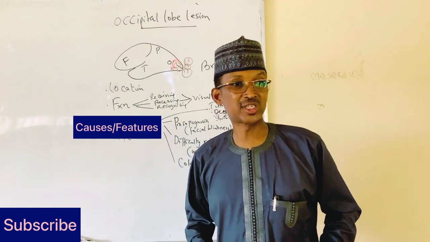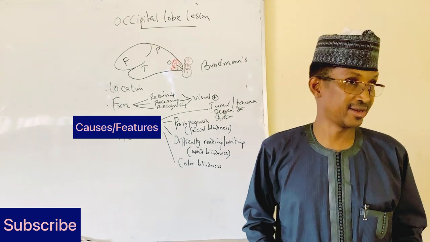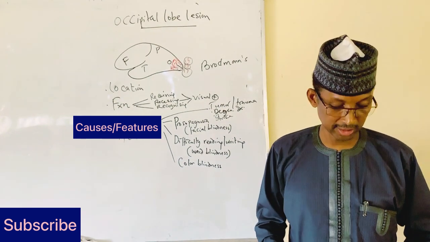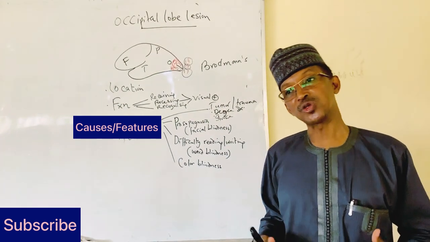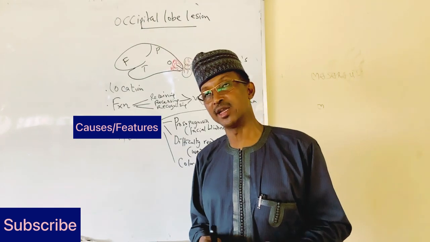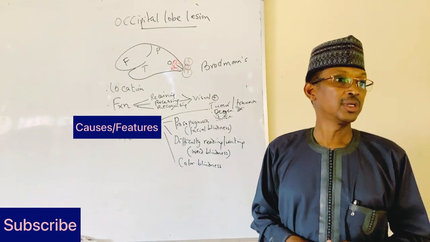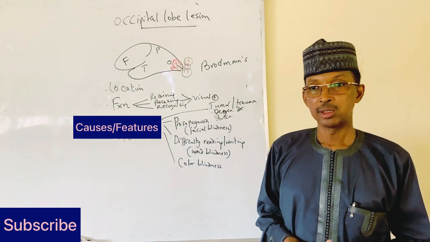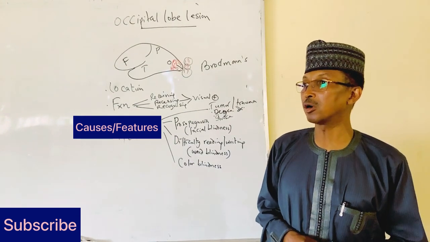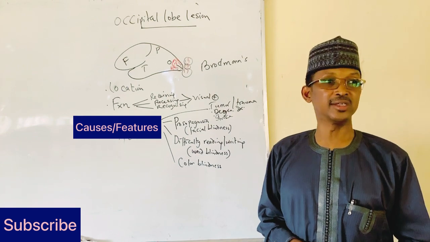Or you ask him, what color of dress am I wearing? Suppose I'm wearing an ash color, he will not be able to say that. All this is a result of the lesion of the occipital lobe. So, by Allah, these are the features of the lesions affecting the occipital lobe.